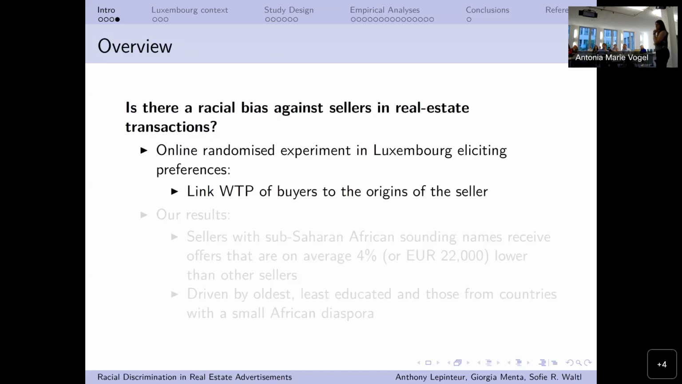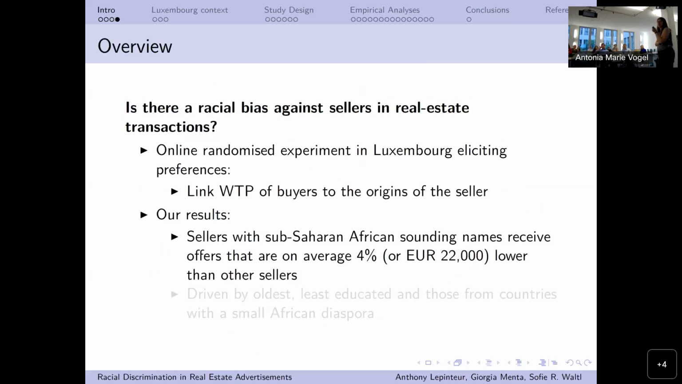So what do we do? How do we do that? We run an online randomized experiment in Luxembourg, that small little country close to Germany. And we try to elicit there the link between willingness to pay, so stated prices of potential buyers, and the origin of the seller. So this is the setting we try to study. And our results, just to summarize shortly, are that sellers with a sub-Saharan African sounding name receive offers that are substantially lower, on average 4%, that would be in euros more than 20,000 euros, lower than other sellers.